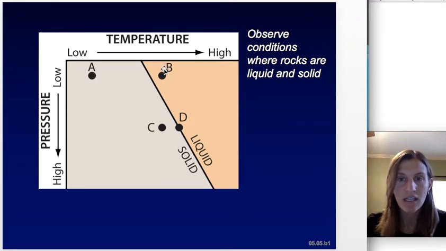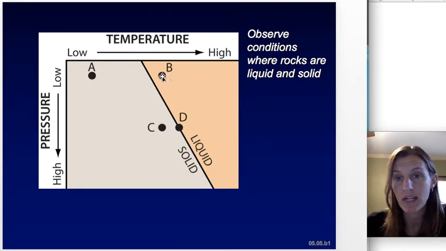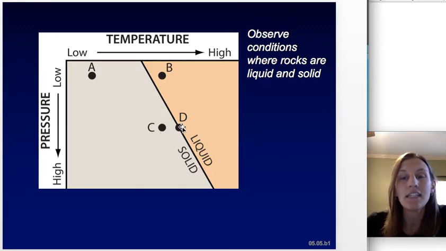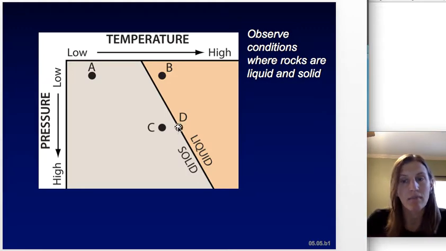Now you see there are these four points, A, B, C, and D. Point A is in the solid zone. Point B is at the same pressure but a higher temperature, and so it's melted. C is at the same temperature as B, but at a higher pressure, so now it's solid. And D is sitting on the line. When that occurs, you can have both a solid and a magma.